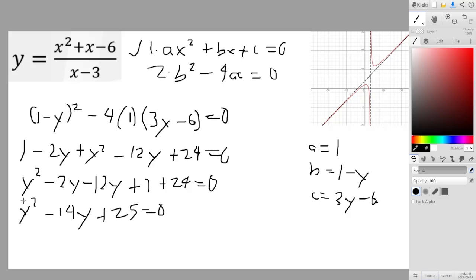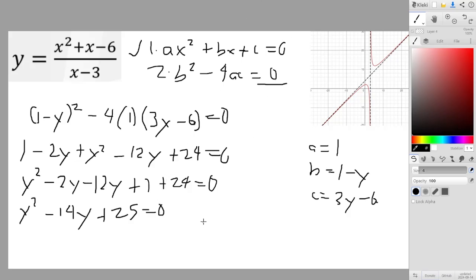So there you have it. A quadratic equation written in terms of y. And now all we need to do is just factor this out. And in this case, we can just use the quadratic formula. So just pause this video and have a go with it.